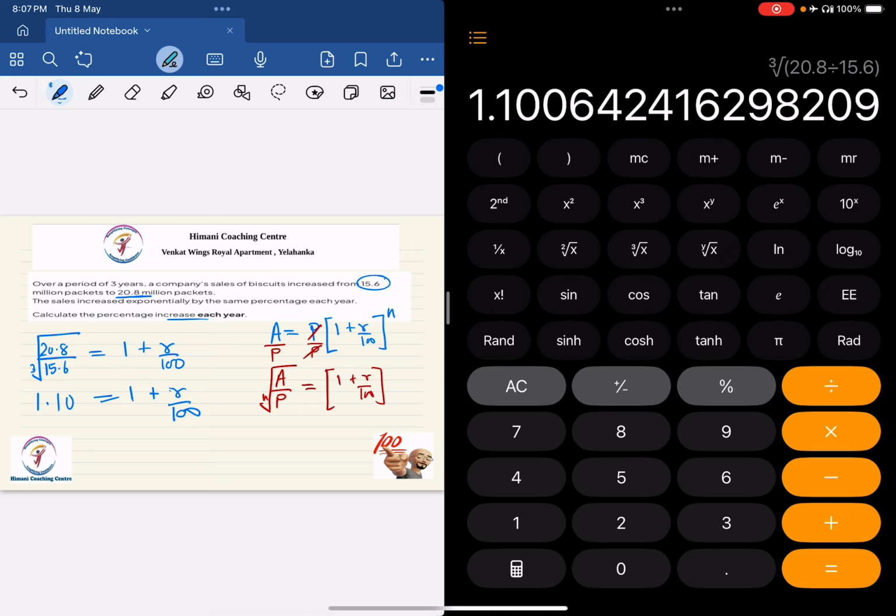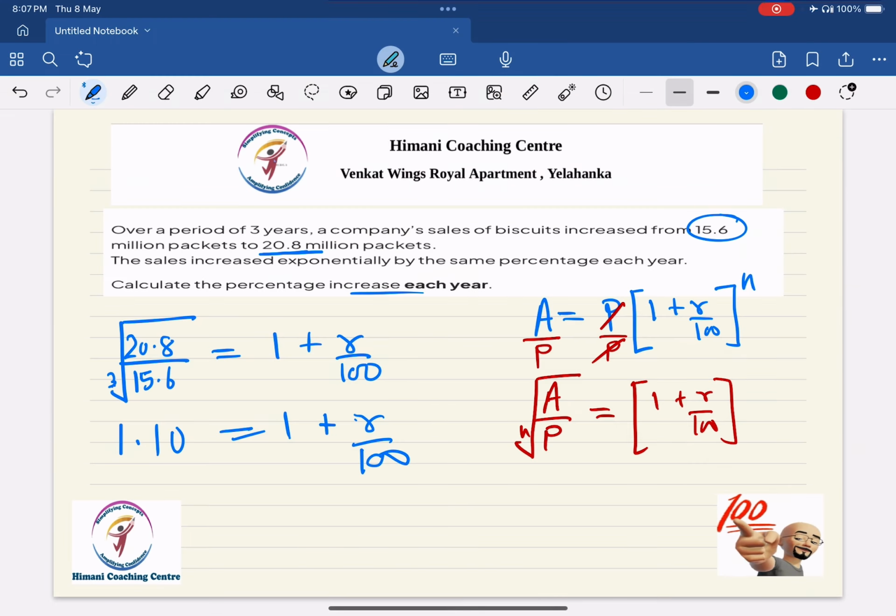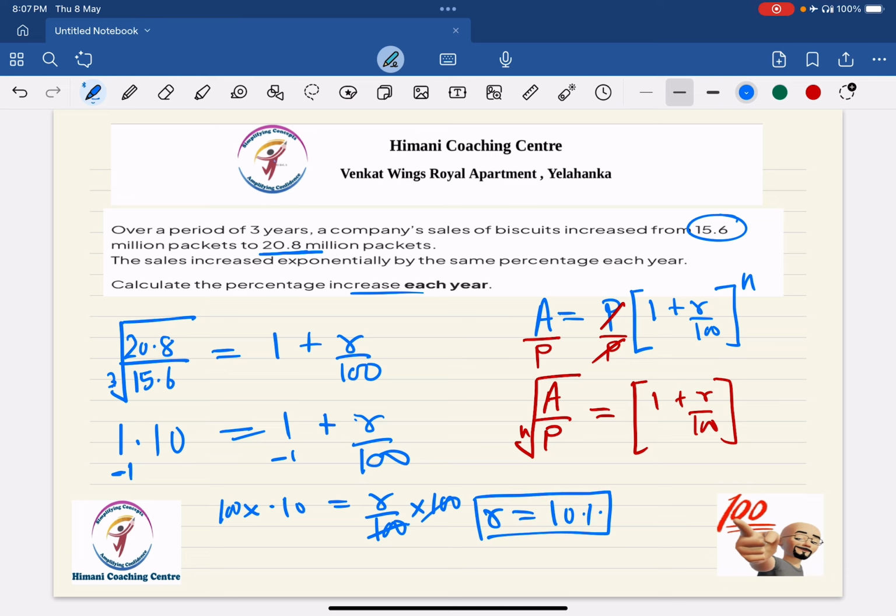Now we have to subtract 1 from both sides in order to find the value. So this becomes minus 1 and minus 1. So we get 0.10 equals R by 100. Now in order to get rid of 100, multiply both sides by its reciprocal, and we get R equals 10%. So this is the answer for this particular question.